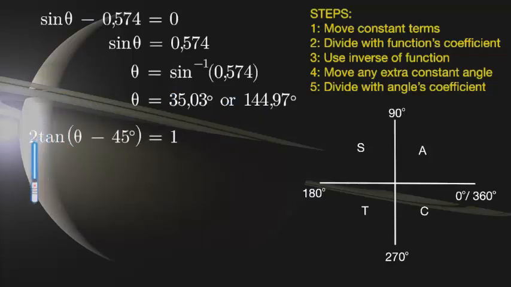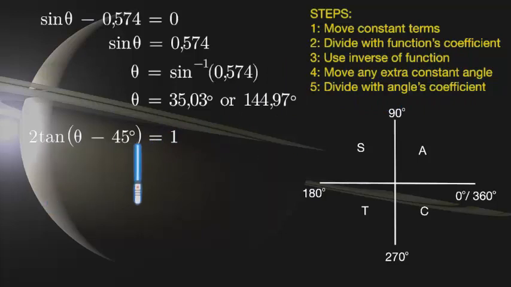So here we are given 2 tangent and theta minus 45 degrees in brackets equals 1. And we want to calculate theta. So here we go. Move our constant terms. Well, on the left side, we don't have a constant term that we have to move. So step 2. Divide with the function's coefficient.